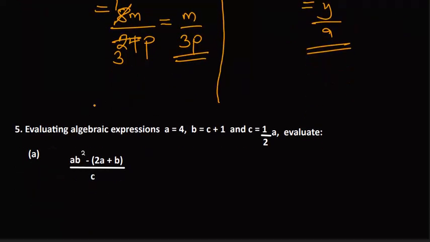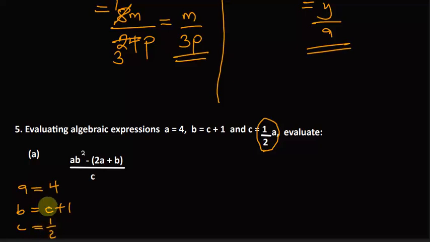Let's check on another possible question. Evaluating an algebraic expression, we have values. a is 4. Let me write the values as they are. a is 4. What about b? b is c plus 1. That's right. And then c is a half a. You can see here c is a half a.